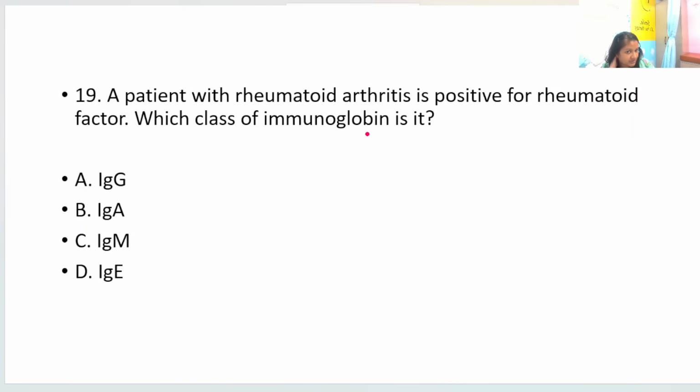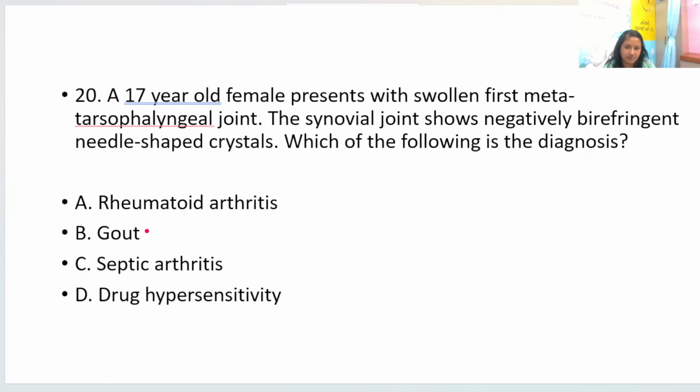A patient with rheumatoid arthritis is positive for rheumatoid factor. Which class of immunoglobulin is it? So your options are IgG, IgA, IgM, and IgE. Now don't get confused here. The rheumatoid factor in rheumatoid arthritis is an IgM isotype of antibody which is against IgG. Okay, so you have to mark that the rheumatoid factor is IgM type of antibody.